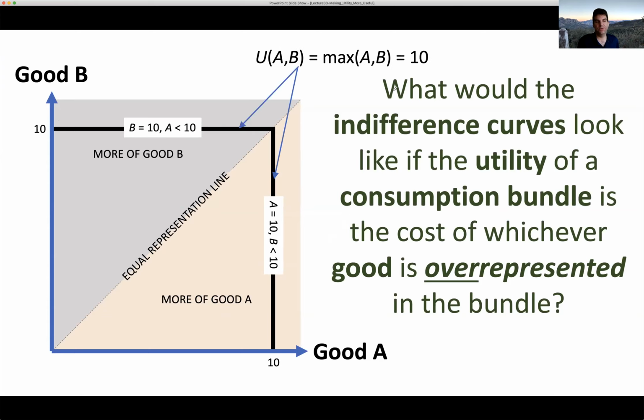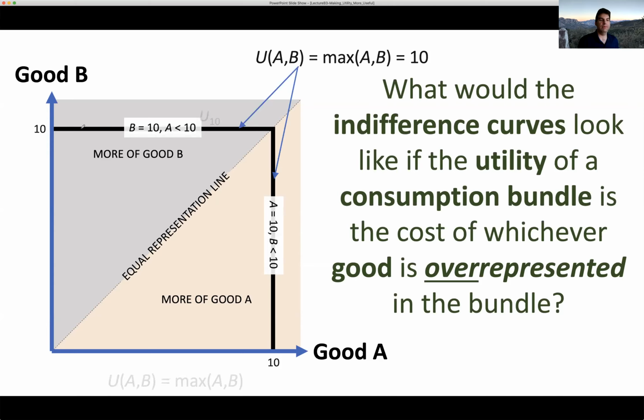And so you can view this more mathematically. If I view the bundle as an amount of A and an amount of B, then the value, the happiness I get from this bundle, is the maximum amount of A and B. And so all of the bundles along this line have the property that if you take the maximum amount of A and B, it's going to be equal to 10.